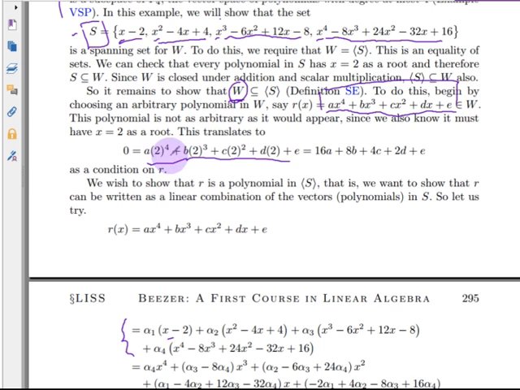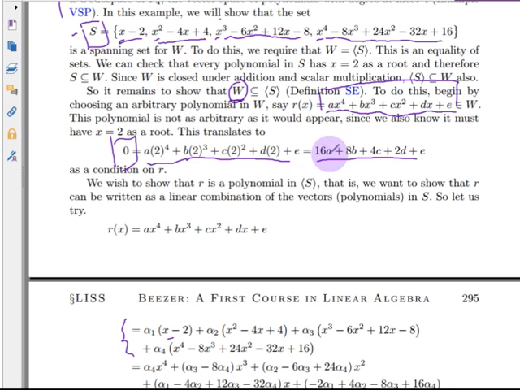Replace x with 2, and you get a times 2 to the 4th plus b times 2 cubed plus c times 2 squared plus d times 2 plus e. So if 2 is a root, this polynomial must end up being 0. All right, so this is a condition on the coefficients of every polynomial in W.